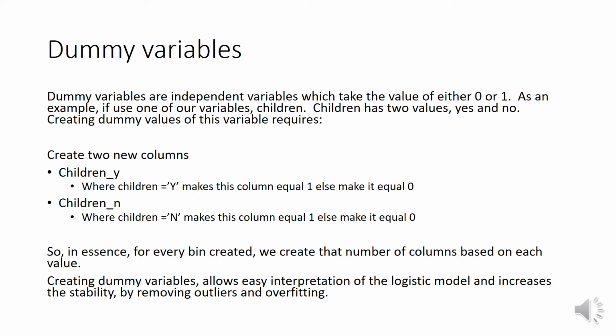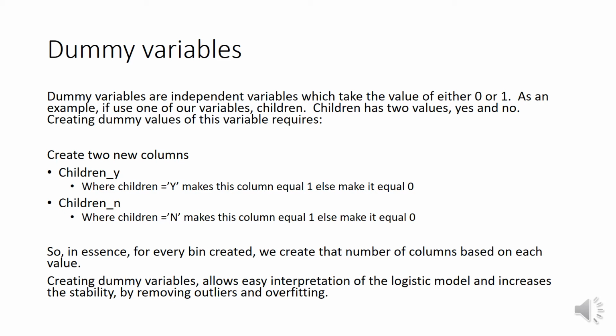With our variables binned, we can look at dummy variables. Dummy variables are independent variables which take the value of 0 or 1. As an example, if you use one of our variables, children. Children has two values, yes and no. Creating dummy values of this variable requires creating two new columns.